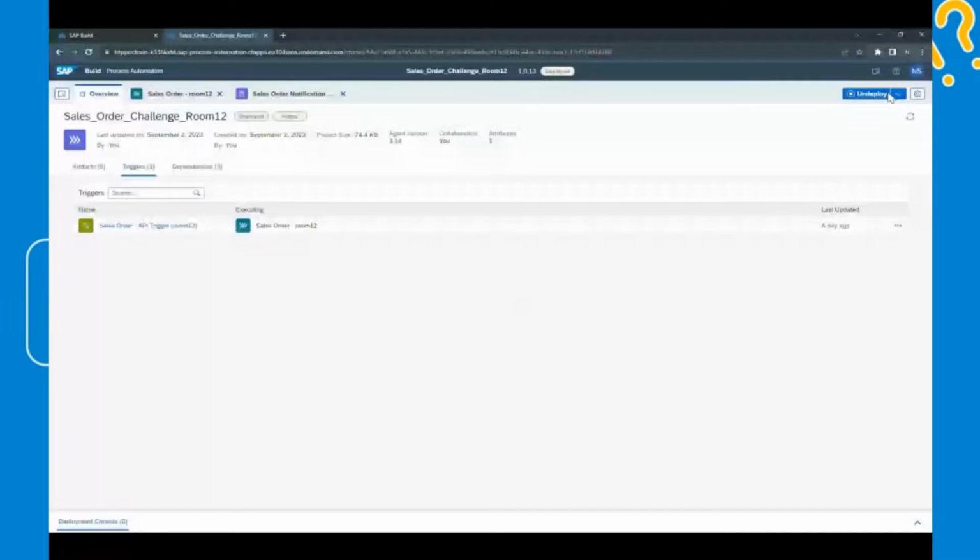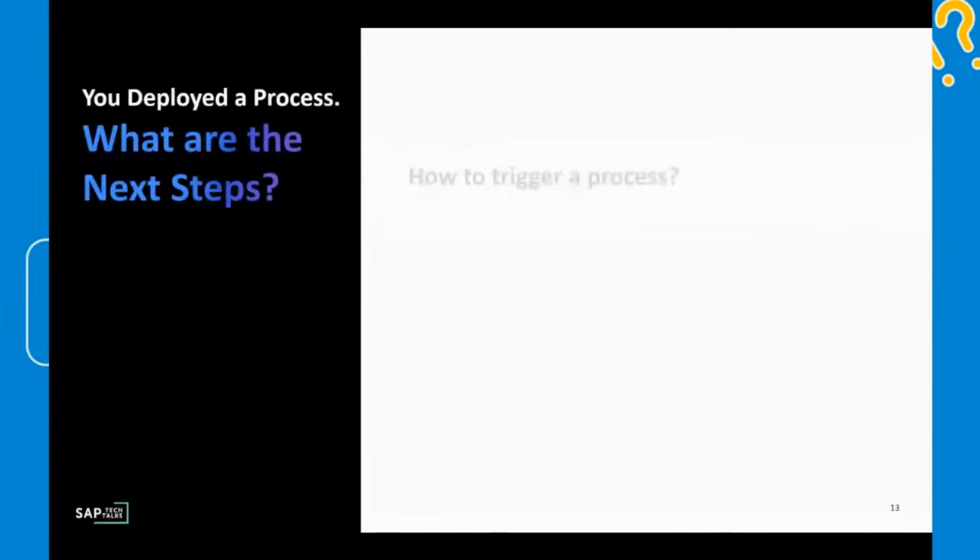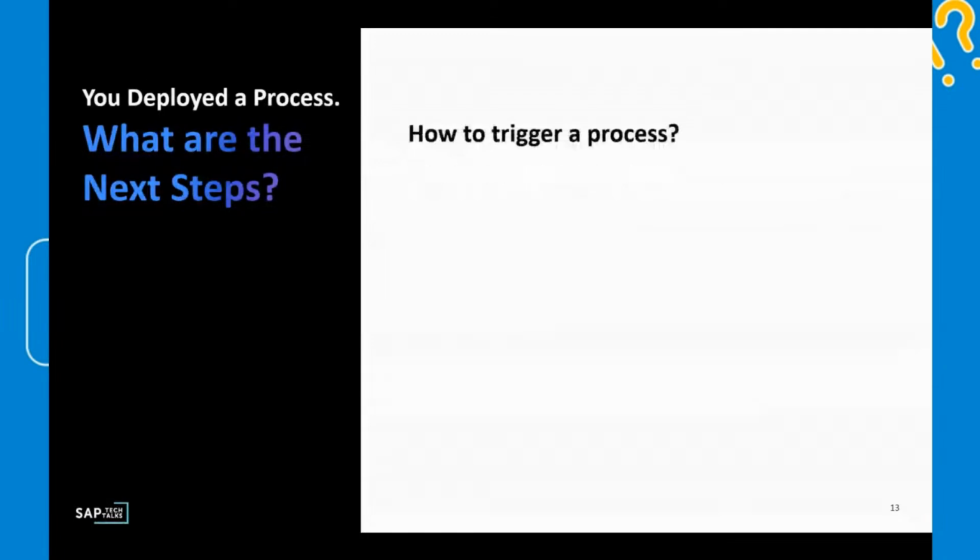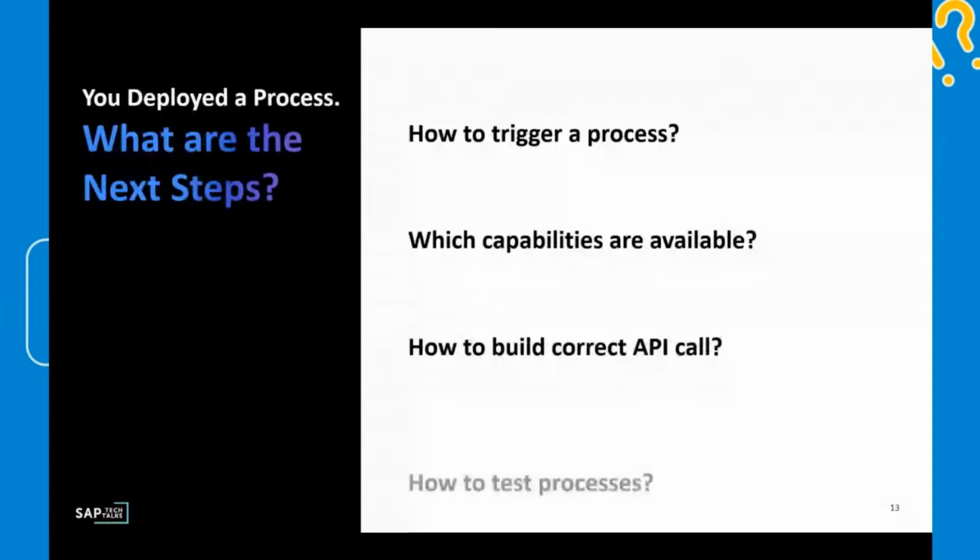Okay, we have deployed projects. And now we may have questions. How to trigger a process? Which capabilities are available? How to build a correct API call? And how to test processes?